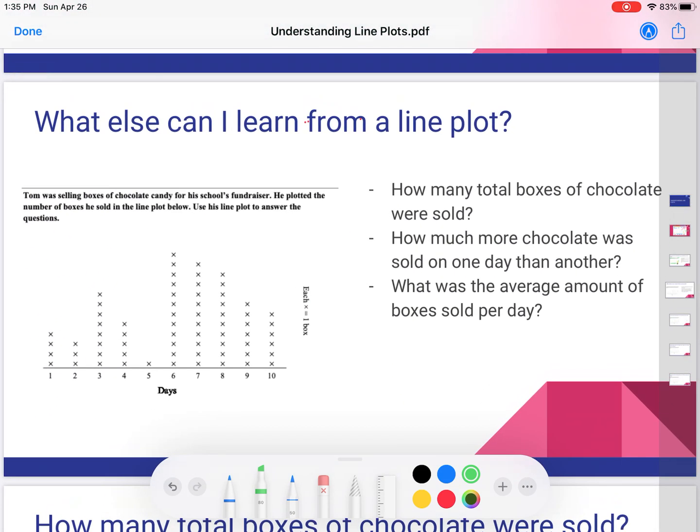Now, just like there's more simple questions, we can also get more in-depth questions. And these questions will often mean that we have to do some math.